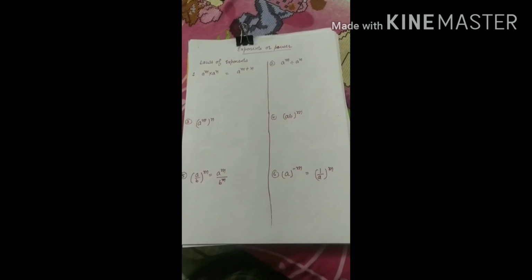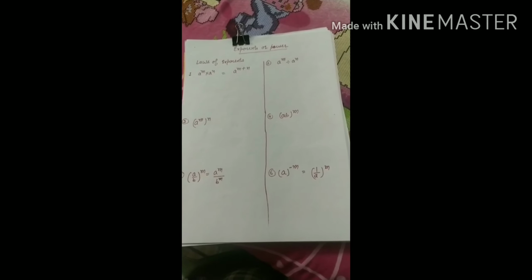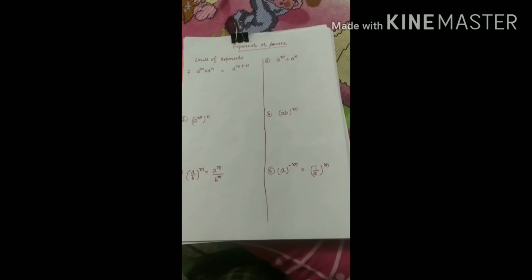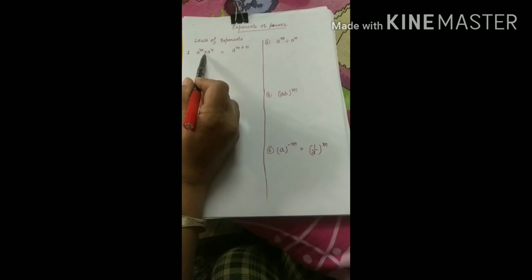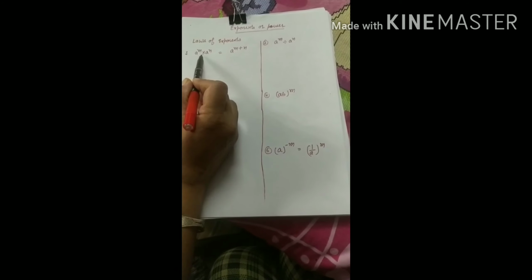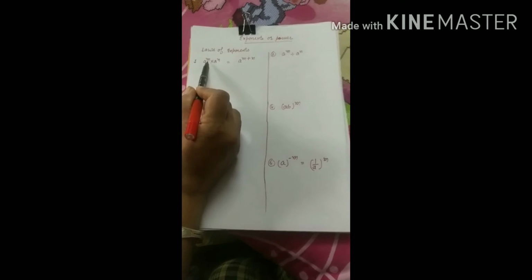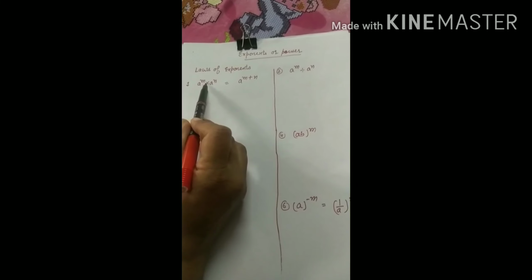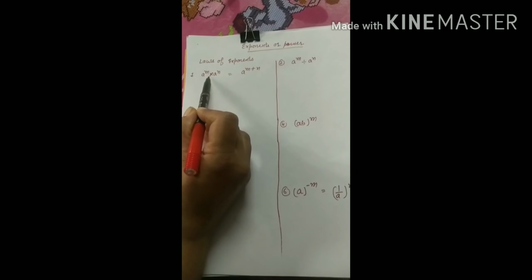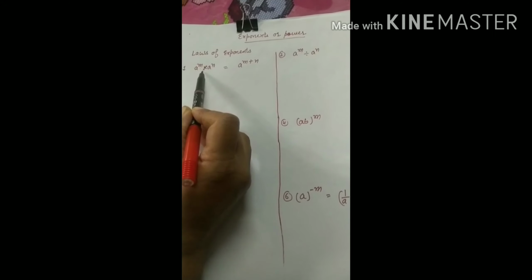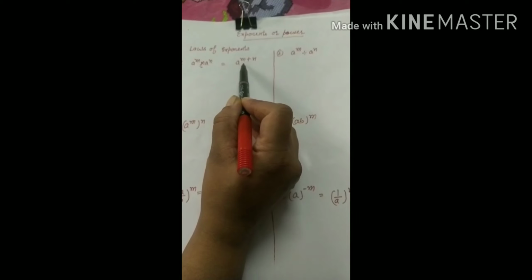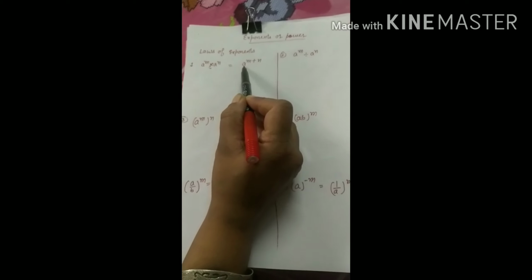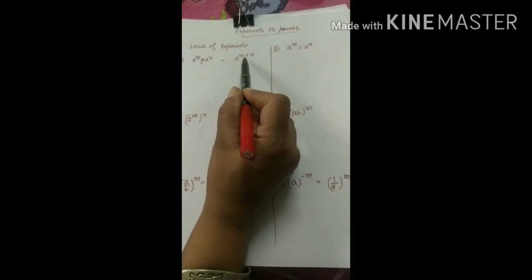Morning students, today we will discuss the concept of exponents or powers. First of all, the laws of exponents. The first law is: if a has power m multiplied by a power n, here the bases are the same but the powers are different, and between the bases there is a multiply sign. If you are given a multiply sign, it means you will add the powers. Then it becomes a power m plus n.